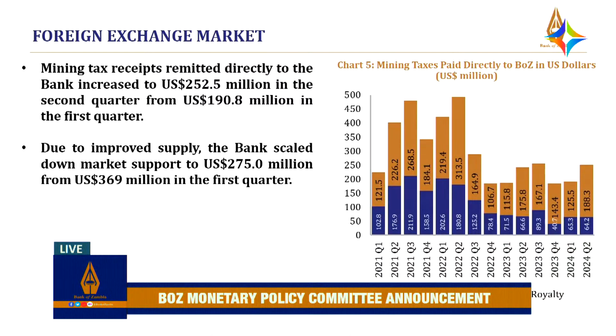Further, during the period under review, we received an increased amount from the mining sector, which was $252.5 million from $190.8 million in the first quarter. So this is what I referred to, that some supply had improved. Now, because of this improved supply, obviously our support to the market has to be adjusted as well. So we are saying that during the period, market supply is on the right-hand side of the screen.